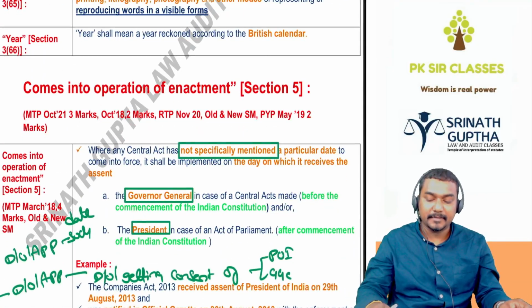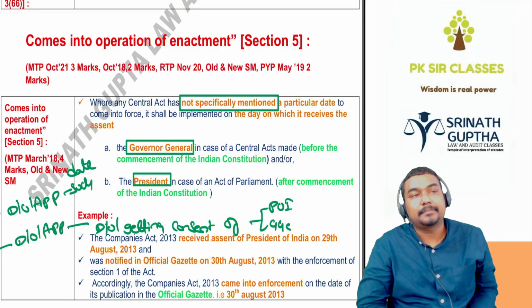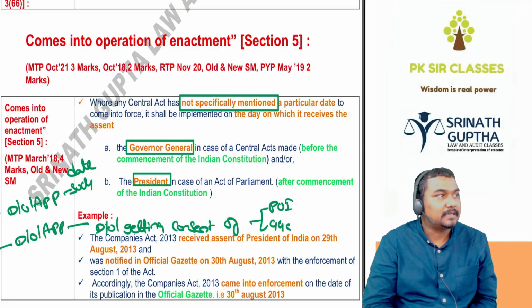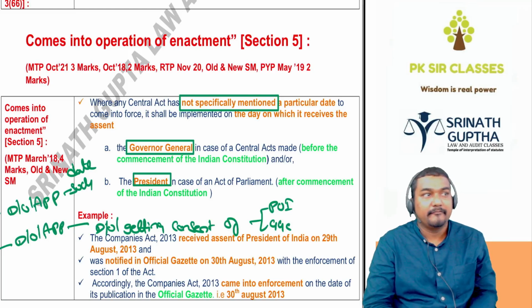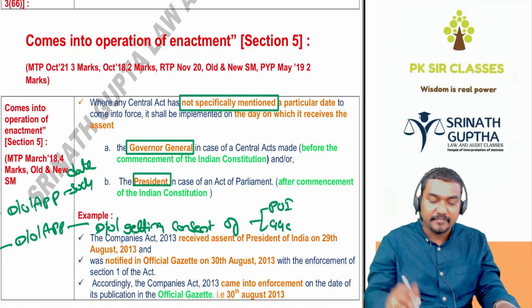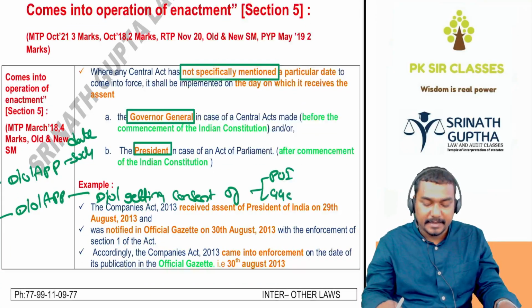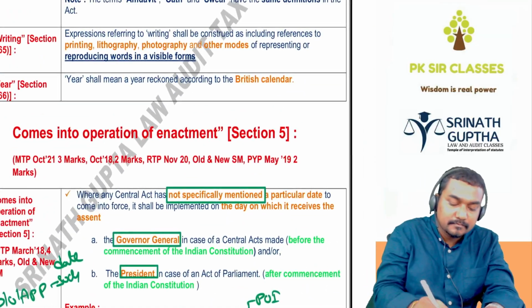Next, from here, very very important, sir. One chapter is called General Clauses Act, which means general definitions and general provisions. We have done with the general definitions. We are left with the general provisions. Section 5, comes into operation of enactment. Just now we have discussed.